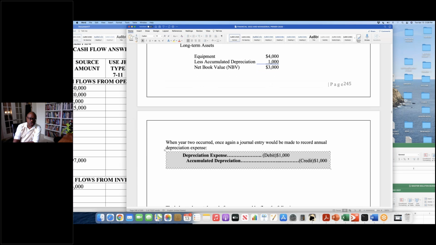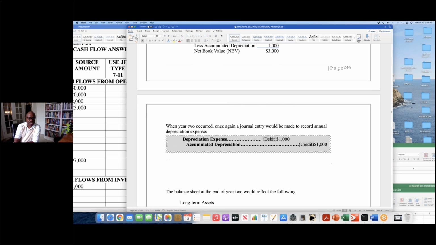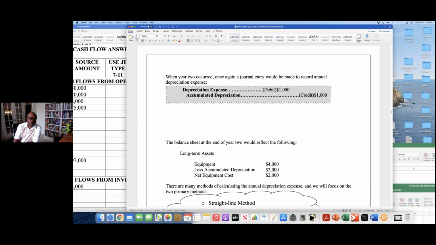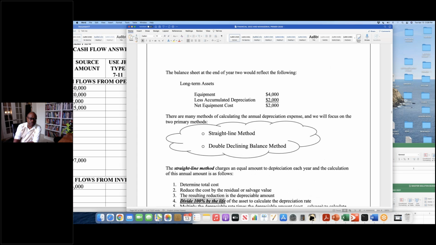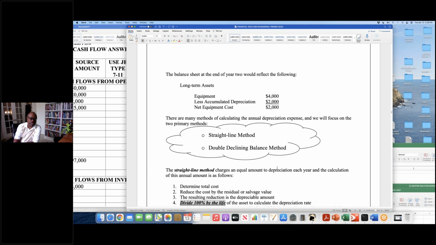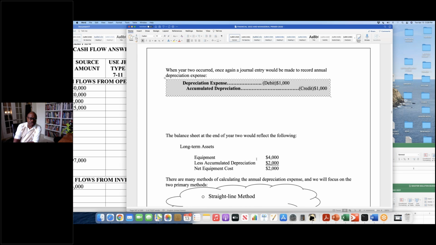When year 2 occurs, we make this same entry. We debit depreciation expense and credit accumulated depreciation. But now the car is only worth $2,000. Equipment $4,000. You've taken depreciation for 2 years, so now it's worth $2,000. And we continue doing that every year. In year 3, we make the same entry. The accumulated depreciation would be $3,000 and the car would be worth $1,000. Then in year 4, we make the same entry again. The car would cost $4,000.